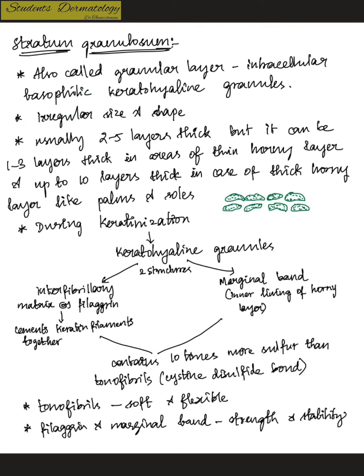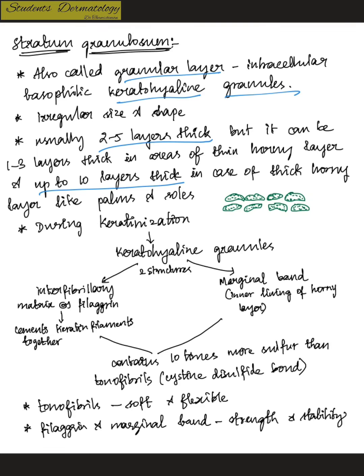So next, coming to the stratum granulosum, it is otherwise called the granular layer because it contains intercellular basophilic keratohyalin granules. They are of irregular size and shape and about 2 to 5 layers thick, but it is variable depending upon the location, because in certain areas like palms and soles there can be up to 10 layers thick.